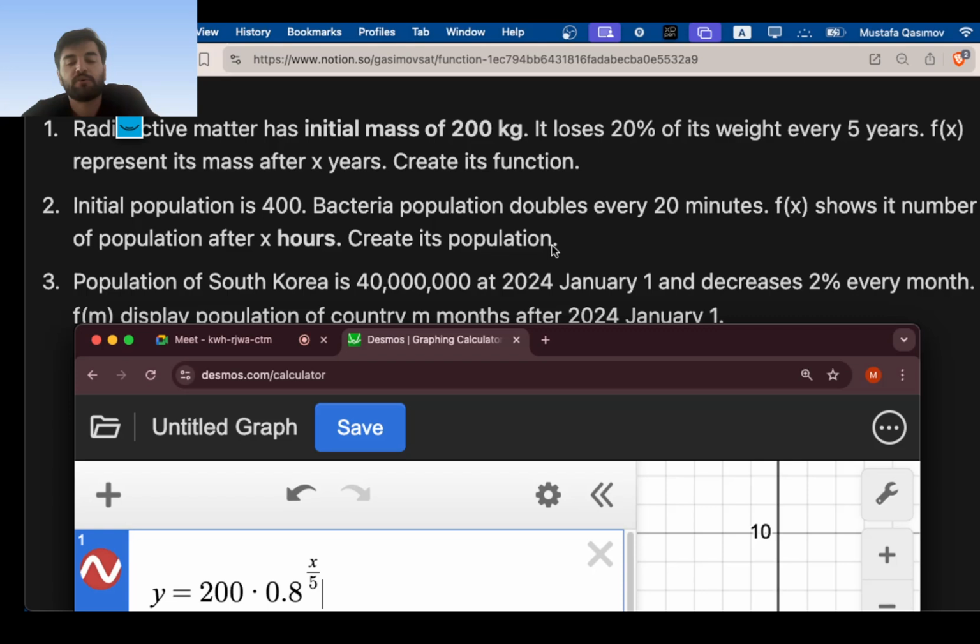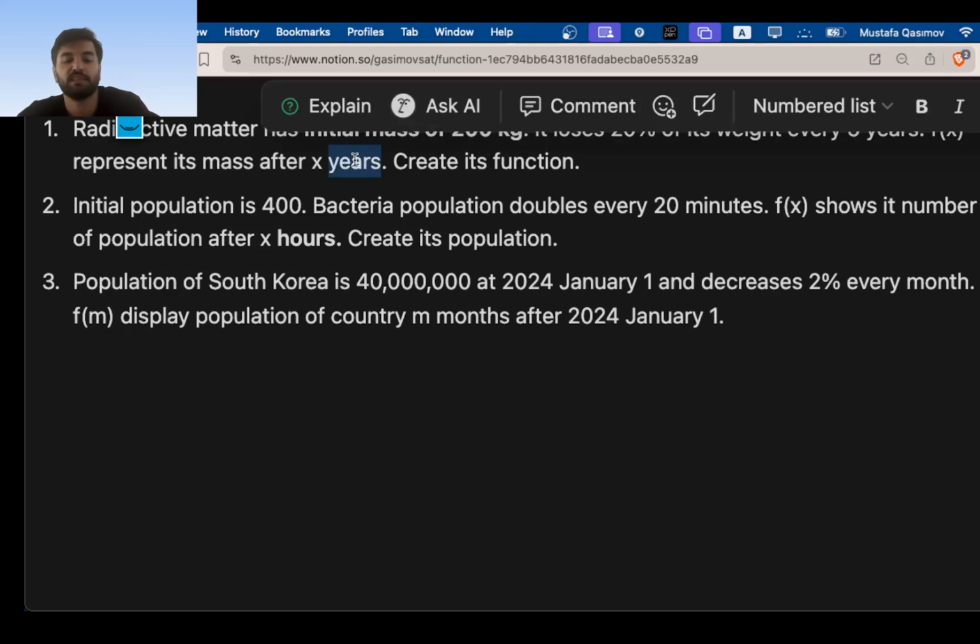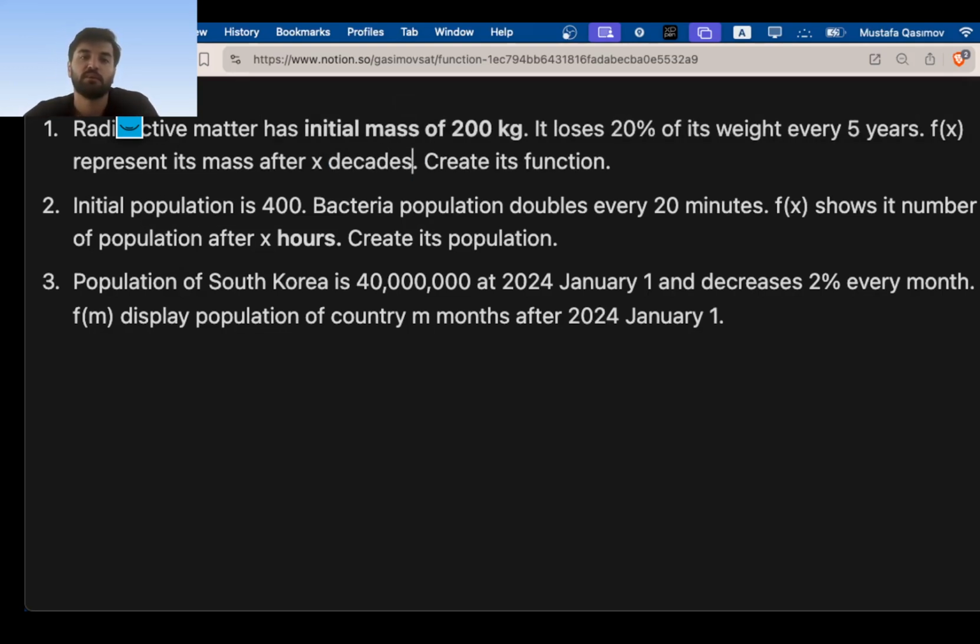Okay. And there is one important thing here. Because it says x is the number of years and it says every 5 years, it is not a problem. But if it says, for example, decade, you have to change that one to decade. You have to make it 0.5. Did you understand what I mean?